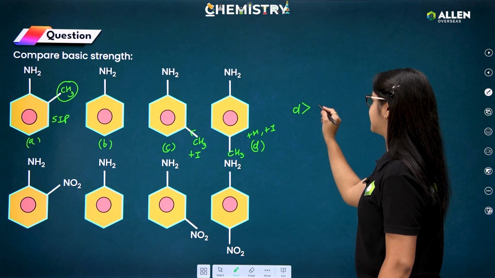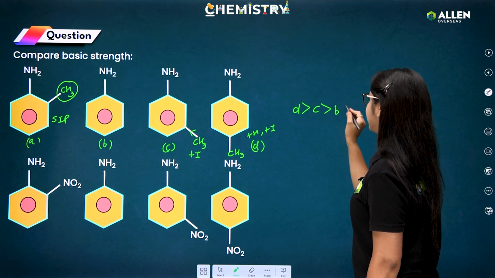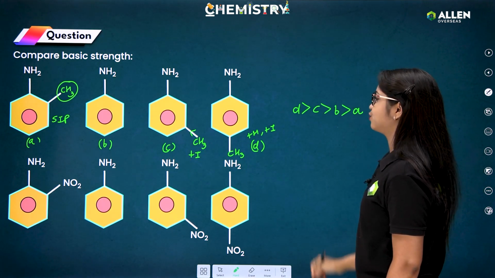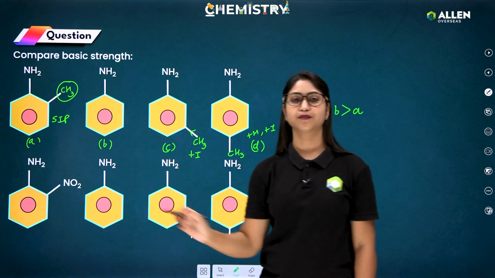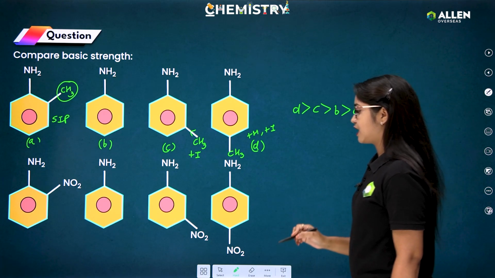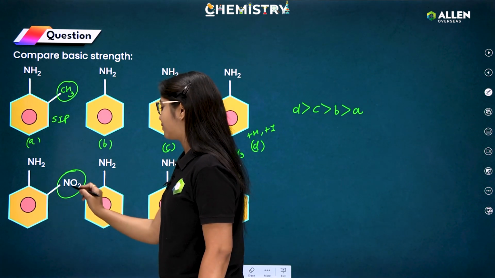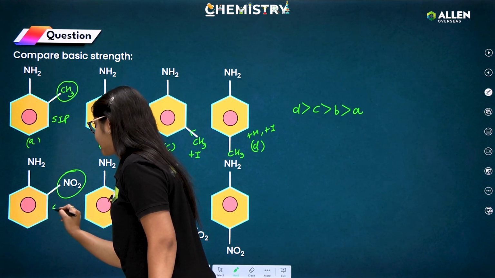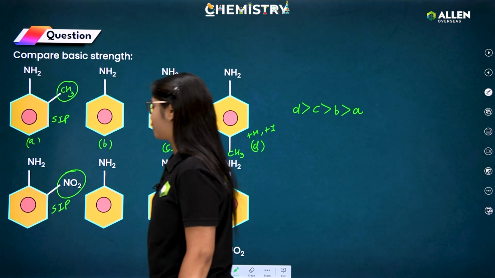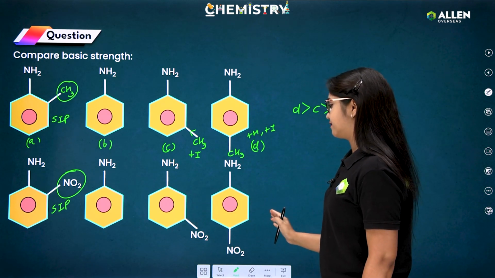After D, you have C. After C, you will have B, okay. And A will be least basic due to the SIP effect caused by the methyl present at the ortho position. This is how we can compare. Now in the next one, here you have a nitro group, but the nitro group is again present at the ortho position. So the SIP effect will be working. Due to the SIP effect, this will become least basic comparatively, okay.